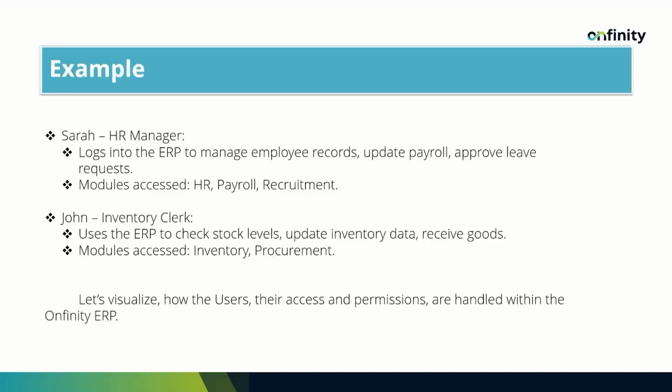Secondly, John is an inventory clerk. He is responsible for using the system to check stock levels, update inventory data, and receive goods. He must have access to inventory and procurement modules to perform these activities. Let's visualize how the users, their access, and permissions are handled within the Onfinity ERP.